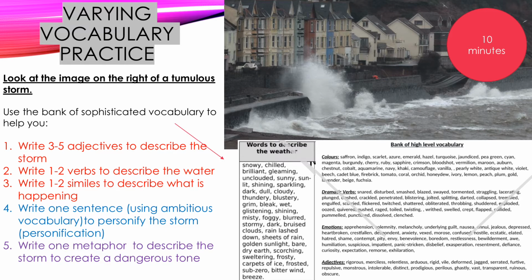So you've got some wonderful words to describe colours, we've got some dramatic verbs, we have some words for emotions, and we've got some high level vocab also for some adjectives here. We've also got some words to describe the weather. So you can use these vocab banks to help you with this. And you can also use your starter activity to help you as well, and really think about what synonyms you picked. And here, think about sophisticated vocabulary to help you. So you've got 10 minutes now for this task, so off you go.